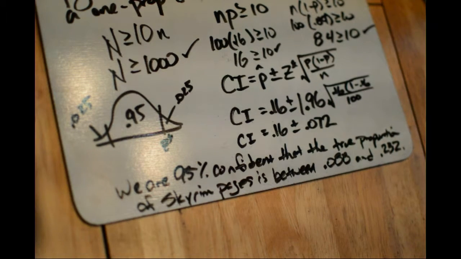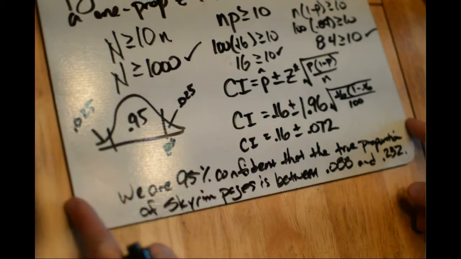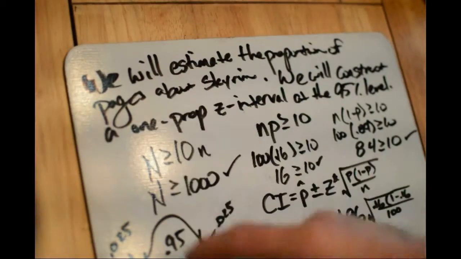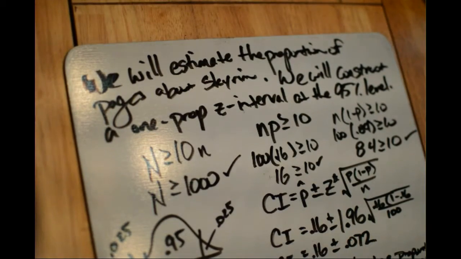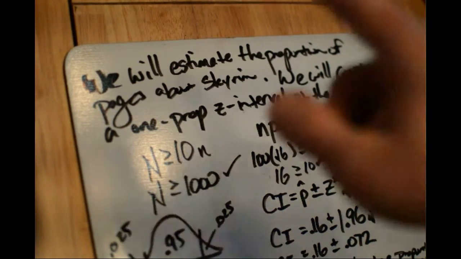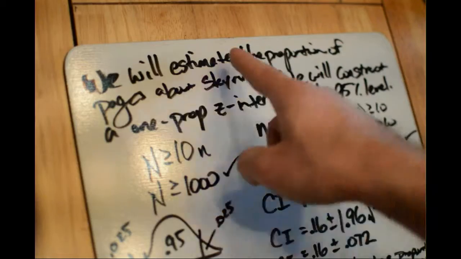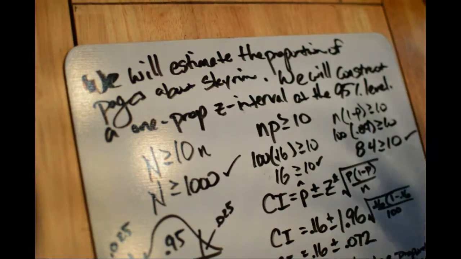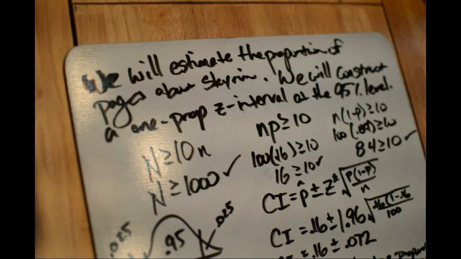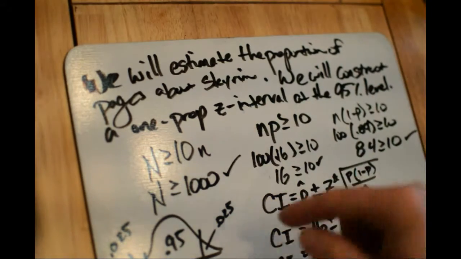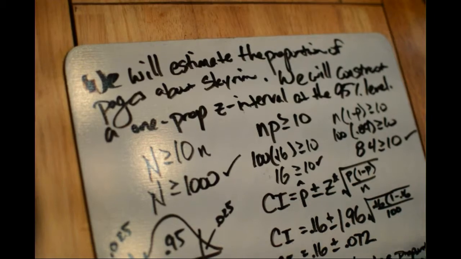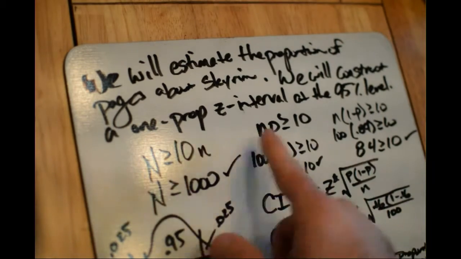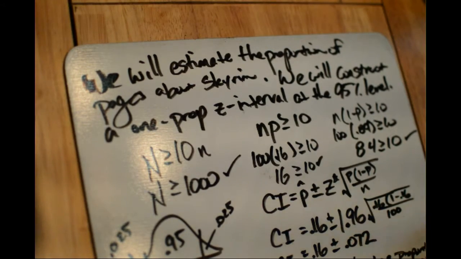So that right there is a full process of constructing a confidence interval. We started out with some data collection and found our estimate, 0.16, out of a sample size of 100. Had to explain what it is we were going to do. We were going to estimate the proportion of pages about Skyrim. Then we had to state what procedure we were going to do. We were going to construct a 1 proportion z interval at the 95% level, and then we showed that all the conditions for doing that were met.